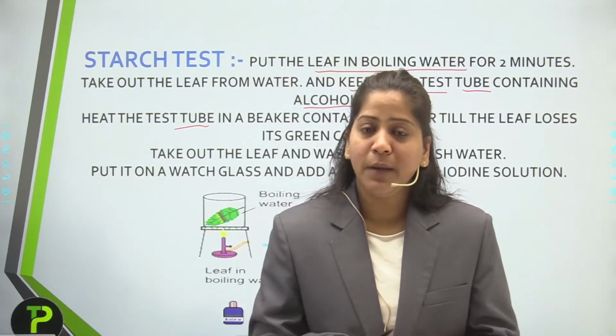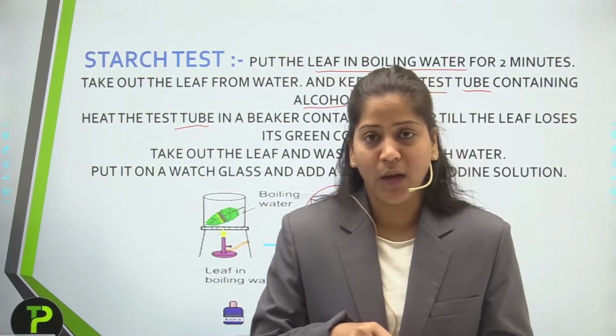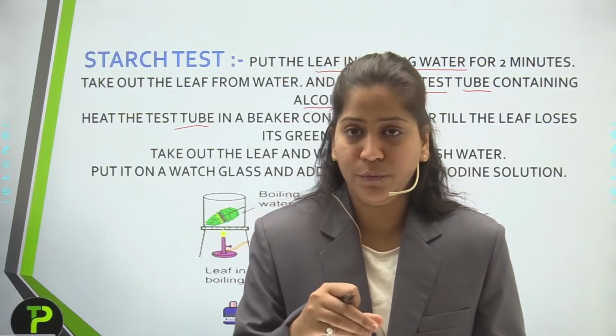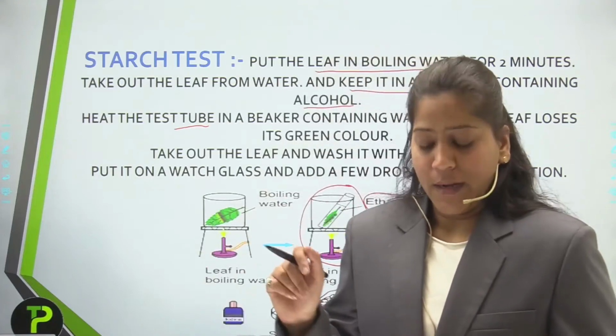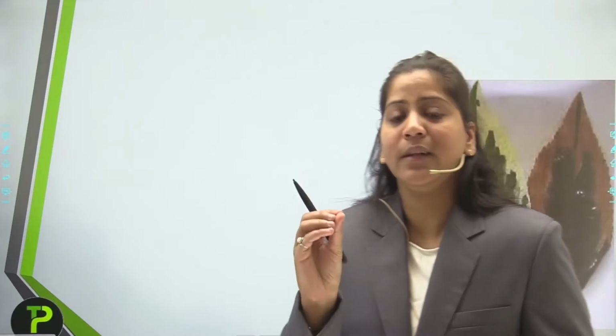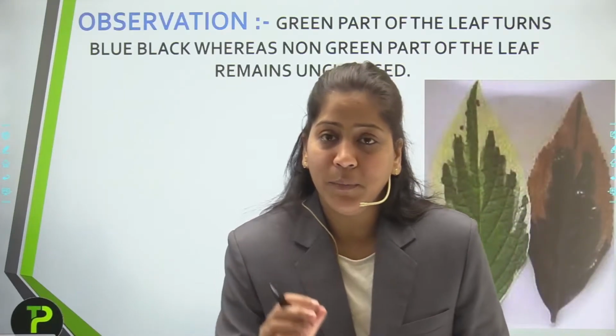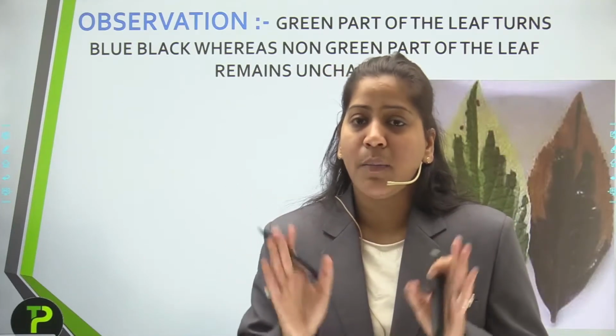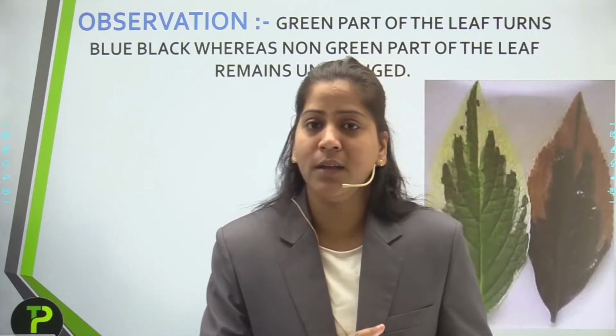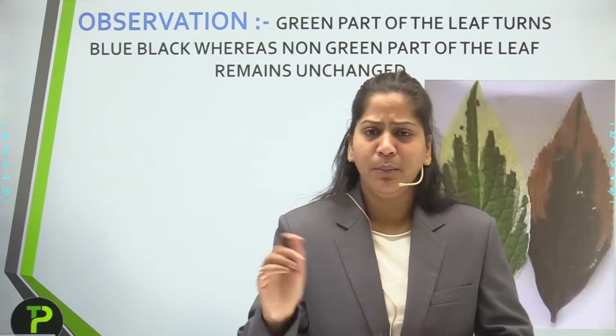Now after placing the leaf on the watch glass, we add some drops of iodine solution. After adding the iodine solution, what we observe is that only the green part of the leaf turns blue-black in color, and the remaining part of the leaf, which was not green, remains the same or turns brown.